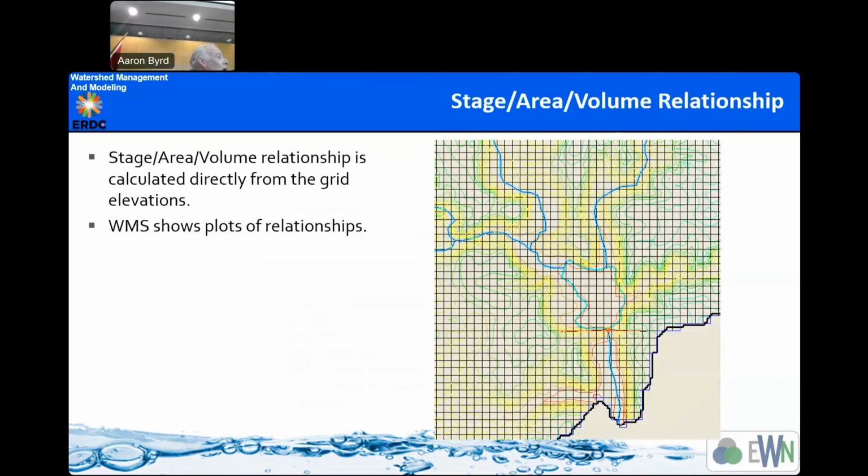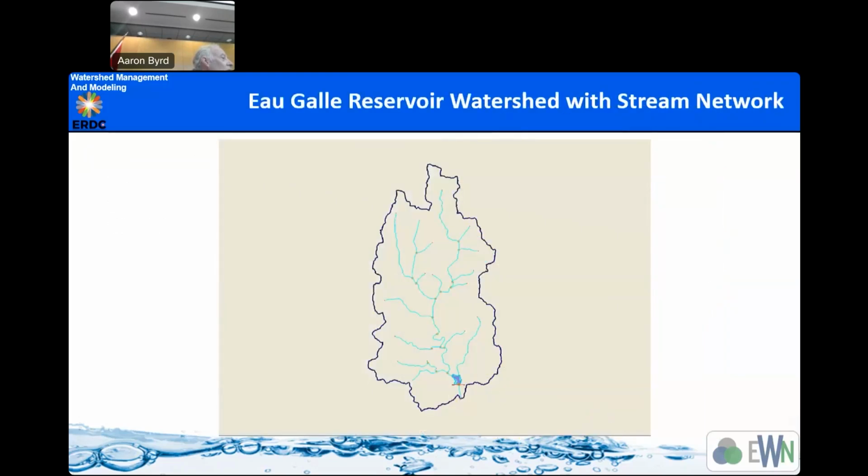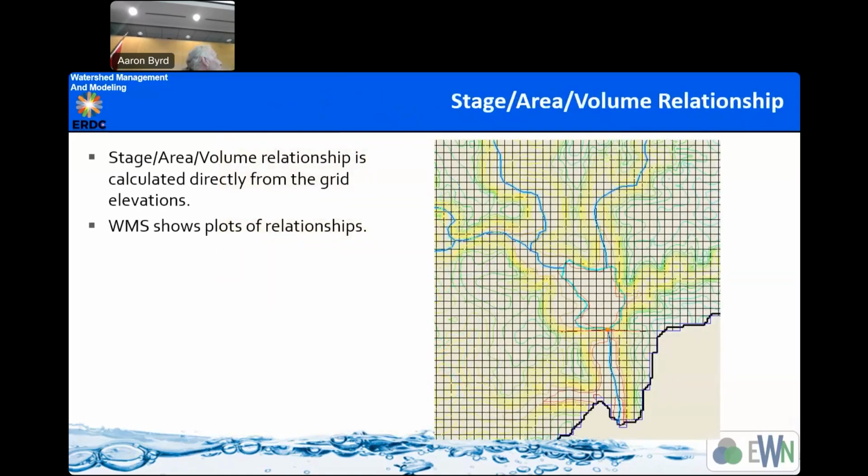Another way to do it is a stage area volume relationship that is calculated directly from the grid in WMS. Usually you get that from the owner of the lake you're interested in. They're going to have calculated that, or somebody would have calculated that. And WMS can show you the plots of the relationships. So you can be given a stage area volume relationship, but if you don't have it, it'll pull from the grid, which is not as accurate.